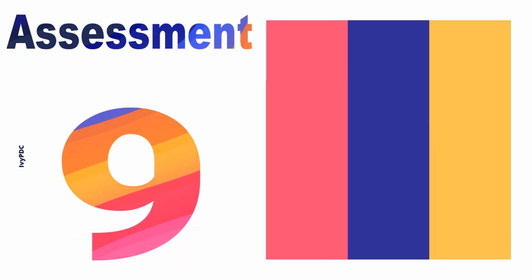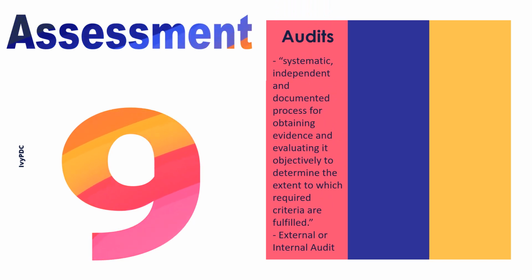The ninth quality essential is assessment, and this can be divided into three, which are audit, external quality assurance, and norms and accreditation. Let's start with audits. The definition of audit is that it is systematic and it is independent. It should be a documented process which looks for evidences, and you evaluate these evidences objectively so that you can determine if the criteria are fulfilled or are all met.